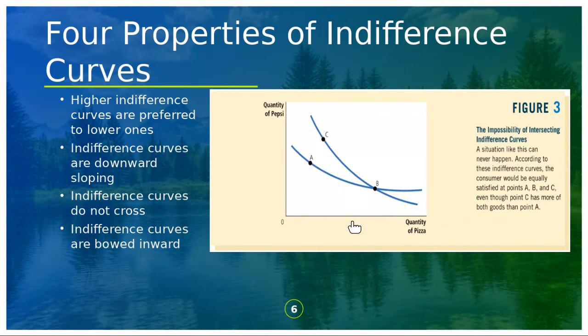So if they intersect, that means these two curves must be equivalent, even though we clearly see that C is preferred to A at this point. So for that reason, it is impossible for indifference curves to cross. They must be spaced out from one another.